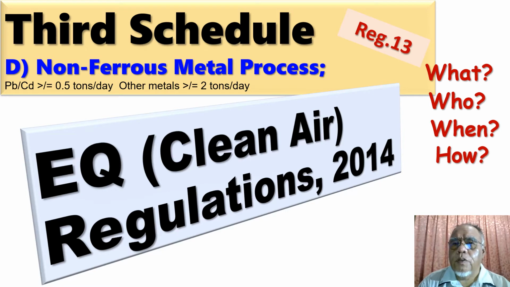We are looking into the hardcore mantle of the Environmental Quality Clean Air Regulations 2014. And right now we have gone into the third schedule, which stipulates all the emissions standards for activities listed in the first schedule. Today we are going to look at Part D of the third schedule, a category of industry which the law categorizes as non-ferrous metal process, meaning it's metallurgy.